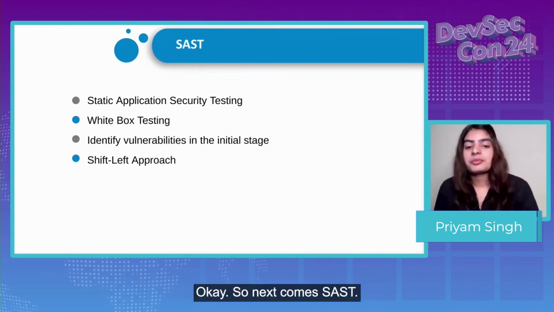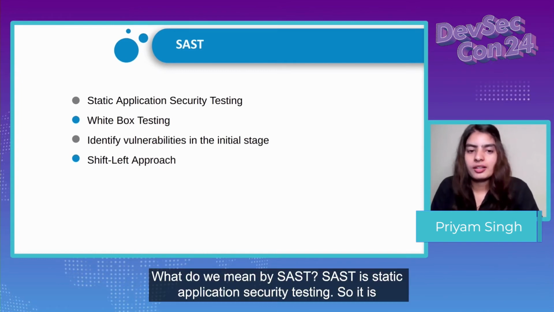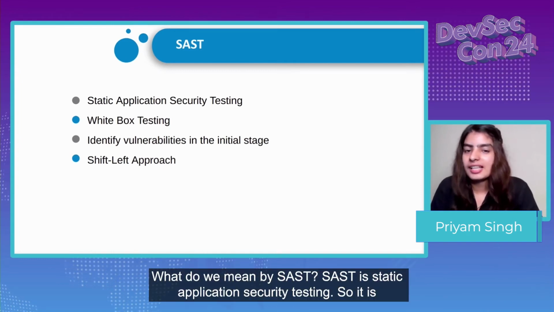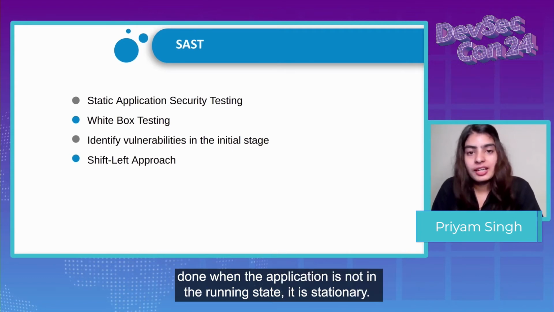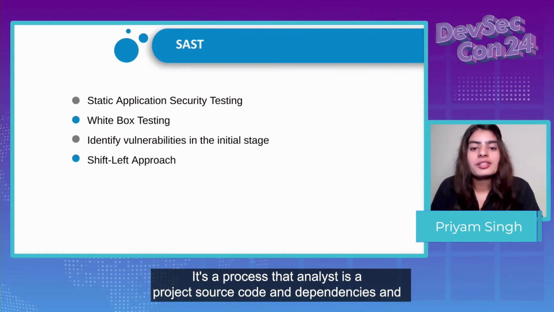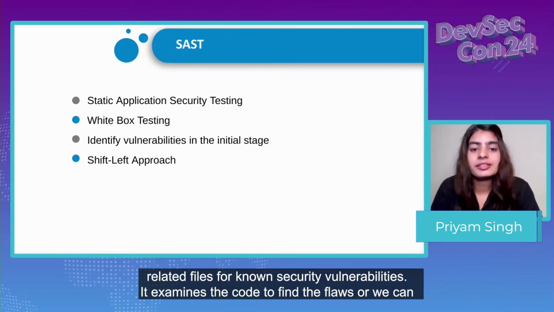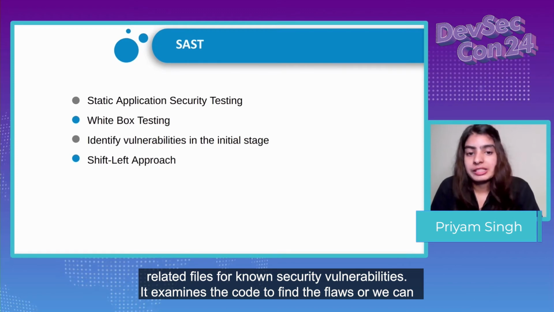Okay, so next comes SAST. What do we mean by SAST? SAST is static application security testing. It is done when the application is not in the running state, it is stationary. It's a process that analyzes a project's source code, dependencies and related files for known security vulnerabilities.